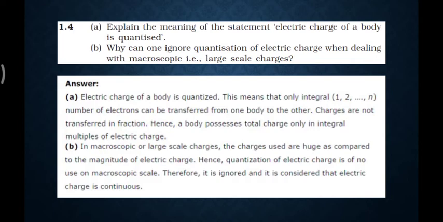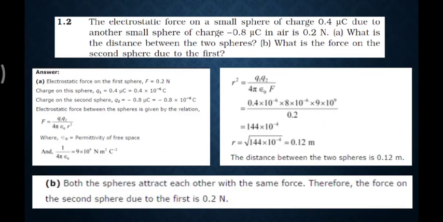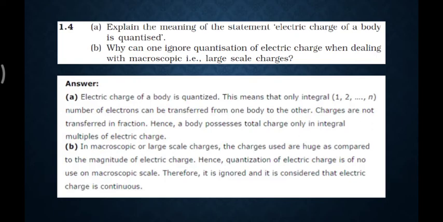While you are looking at the macroscopic view, why do you ignore the quantization? We can ignore it because it doesn't matter. On the macroscopic large scale, the charge looks like a continuous quantity, huge compared to the elementary charge. Hence the quantization of electric charge is of no use at the macroscopic scale, therefore it is ignorable, and the charge looks like a continuous system.